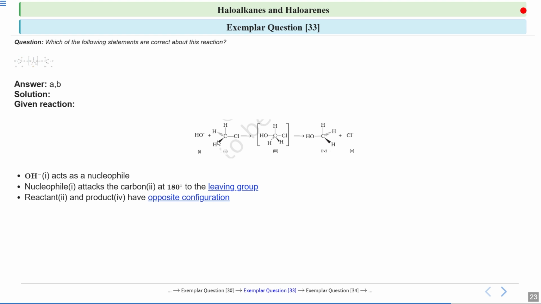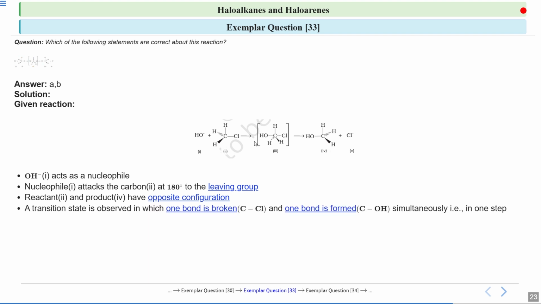Now the reactant second, that is your chloromethyl. This reactant and the product fourth that you are getting, that is methanol, have opposite configuration. You can clearly see that, because the nucleophile attacks from the opposite side of the carbon-chlorine bond. So the configuration reverses and you will get an opposite configuration of product from the reactant.